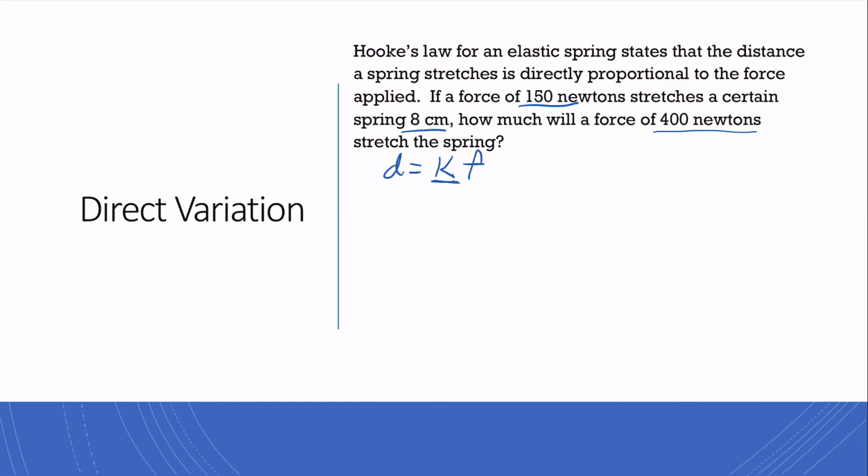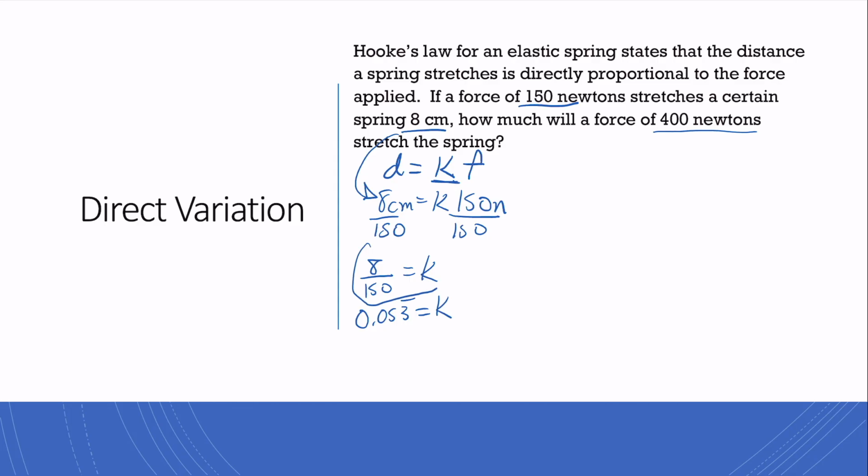I know my distance, when it's 8 centimeters, has a force of 150 newtons applied. So I can go ahead and solve for k. I have to divide both sides by 150. I get 8 over 150 equals k, or 0.053 with a line, because it's repeating. Up to you. This is definitely more precise. So this is going to be my constant of variation.